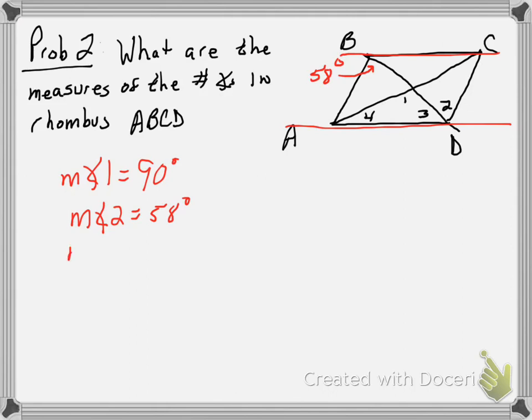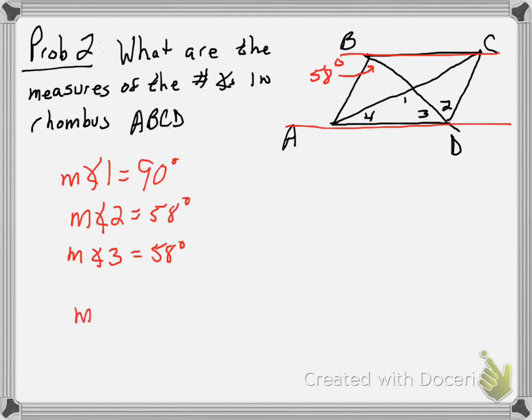Okay? Therefore, we also know that measurement of angle 3 equals 58 degrees. Okay? Because each diagonal of a rhombus bisects the pair. So angle 2 and angle 3 are bisected. So if 2 is 58, 3's got to be 58 degrees as well. Okay, so since we know 1 is 90 degrees, since we know 3 is 58 degrees, we can find 4.